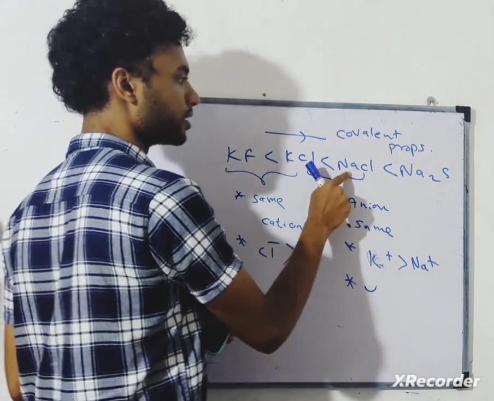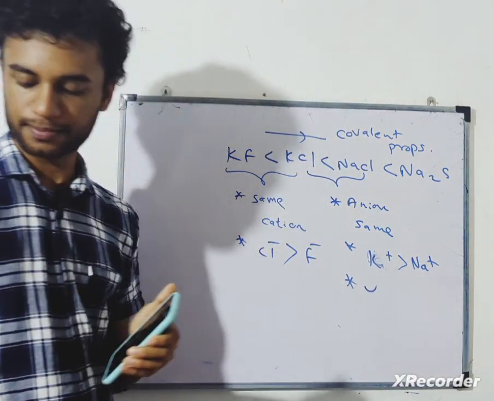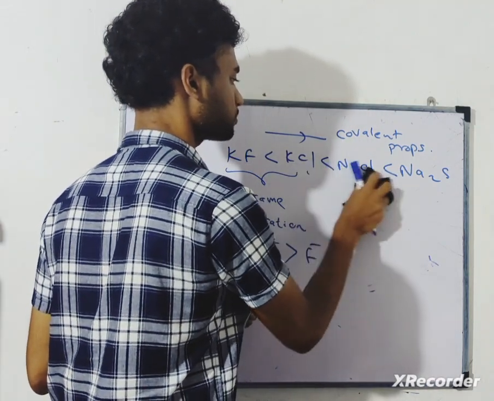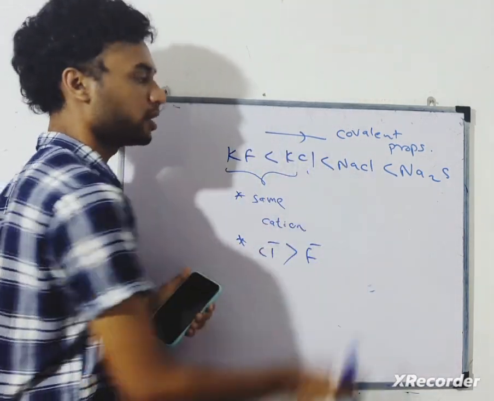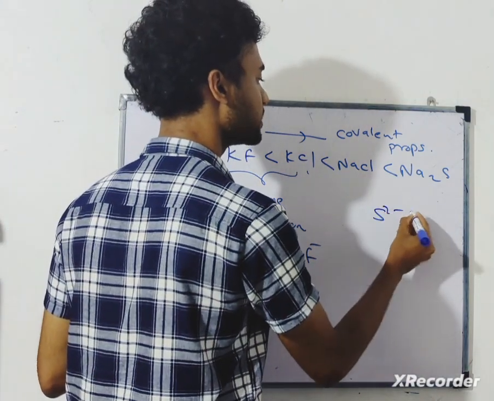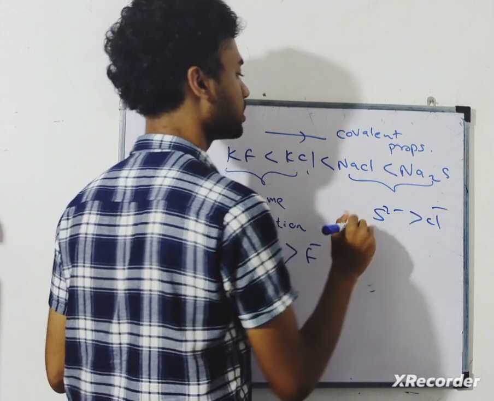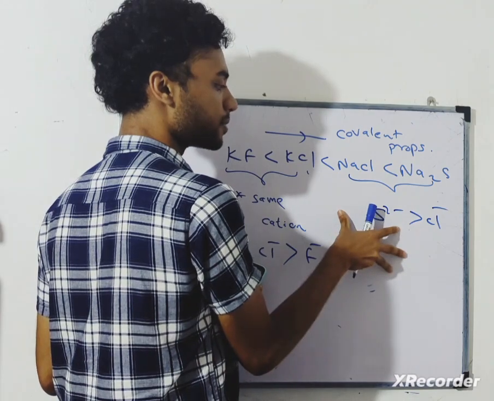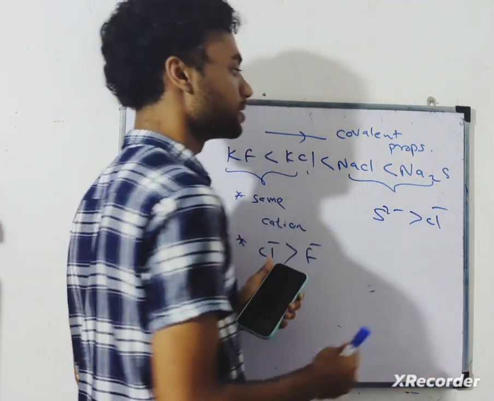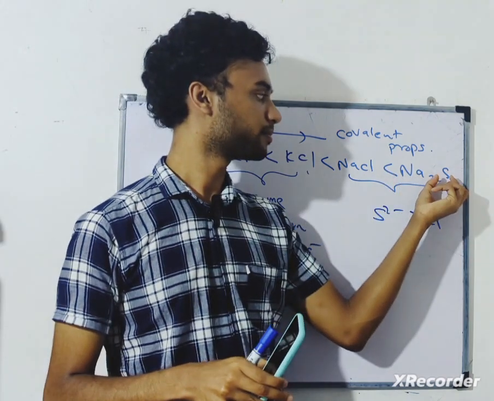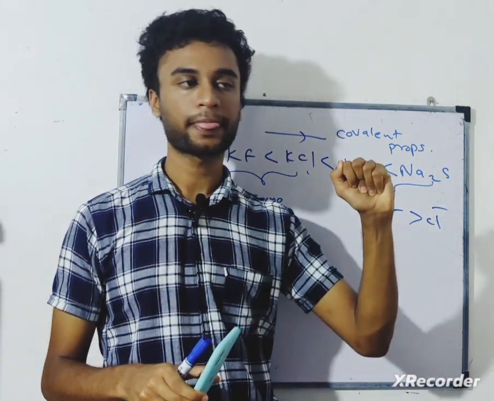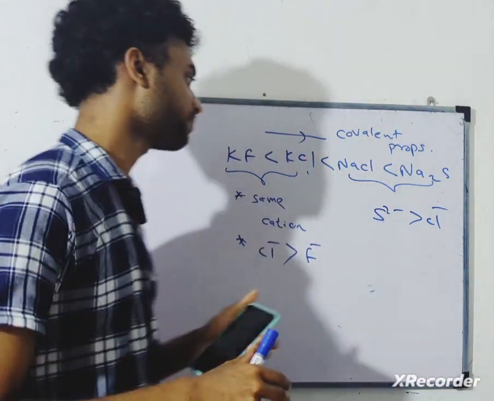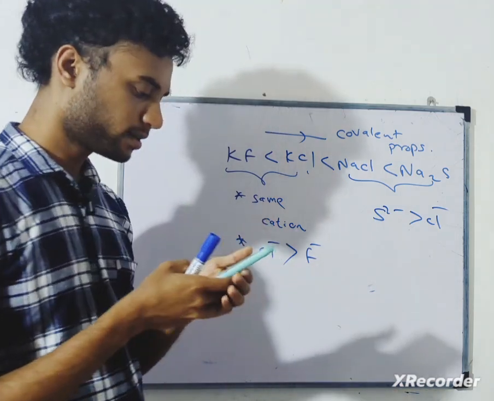Now we compare sodium chloride and sodium sulfide. Very interesting. What's the fact there? You know the sulfide ion is bigger than the chloride ion, and we have the same cation. Since the sulfide ion is bigger, the polarizability of the sulfide ion in sodium sulfide is greater than in sodium chloride. Therefore, the covalent properties of sodium sulfide are greater than sodium chloride. Very easy, right? That's how we get the answer. So the answer is the third one.